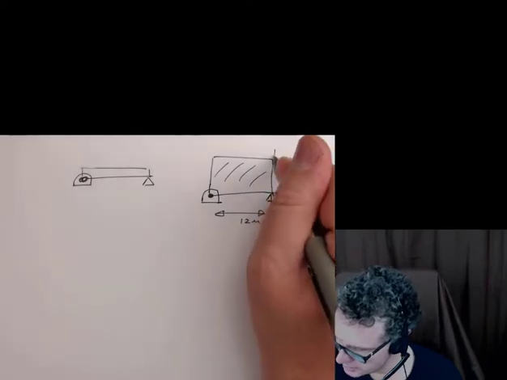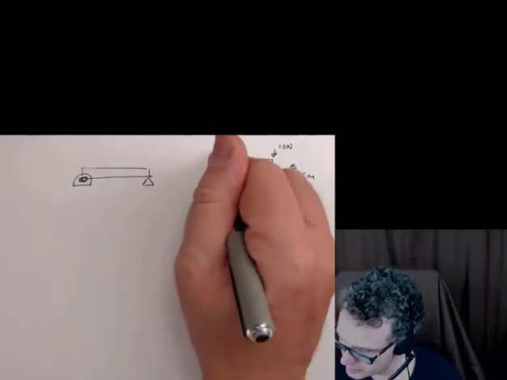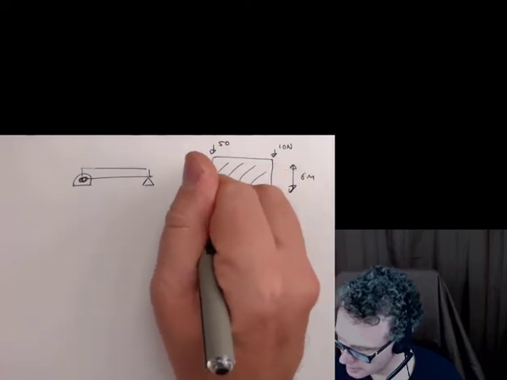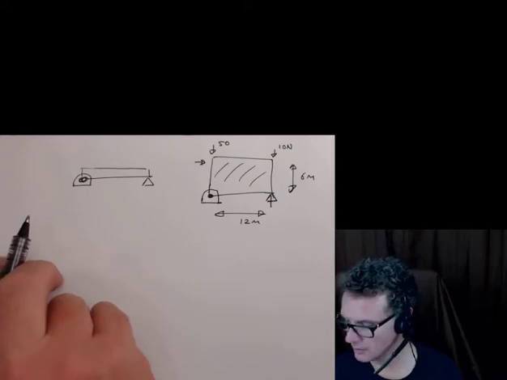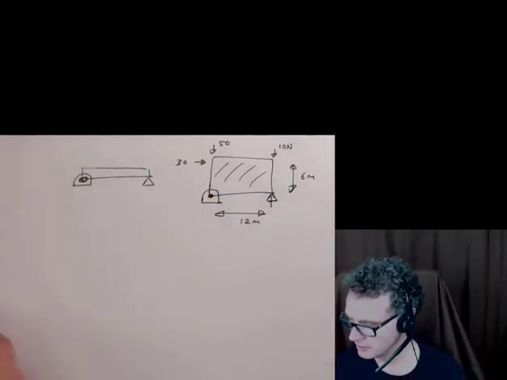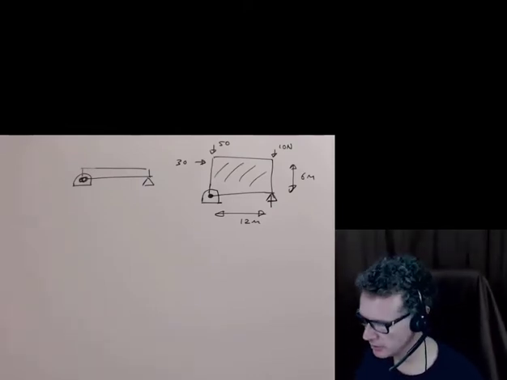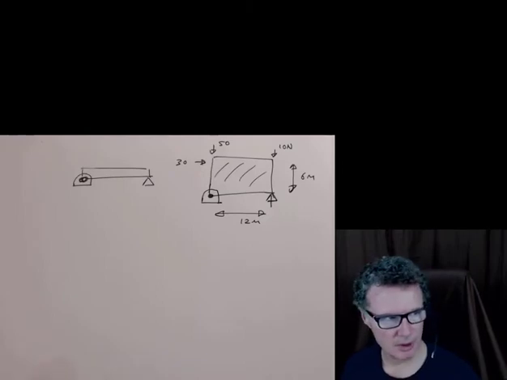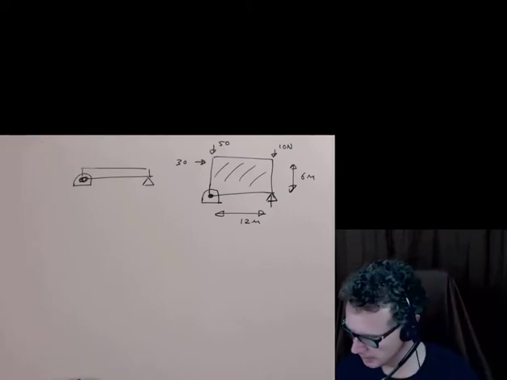and we'll apply 10 newtons here. We'll apply 50 newtons here, and we'll apply 30 newtons here. Okay. So how do I go about solving that? Well, the first thing I need is a different colour pen.